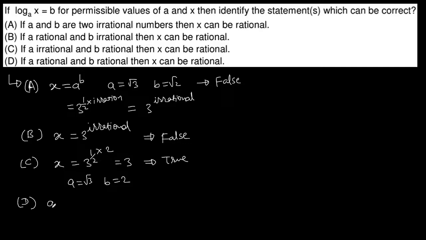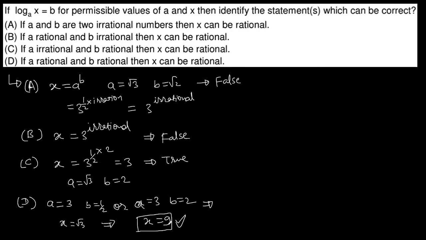Definitely a is equal to 3, b is equal to 1 by 2, then x will become root 3, which is irrational. Can be, must be not. So it can be irrational, or a equal to 3, b equal to 2, x will be equal to 9. So it can be rational. Irrational, rational, both are possible, but it can be rational. Okay, this is true, true, true.